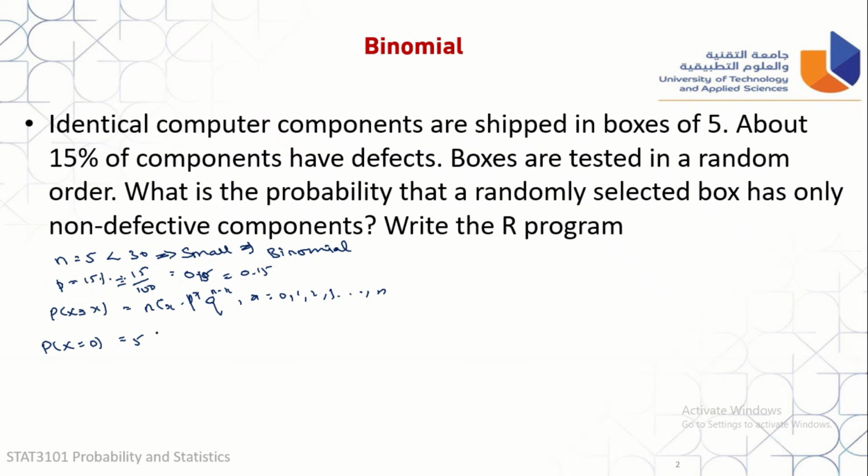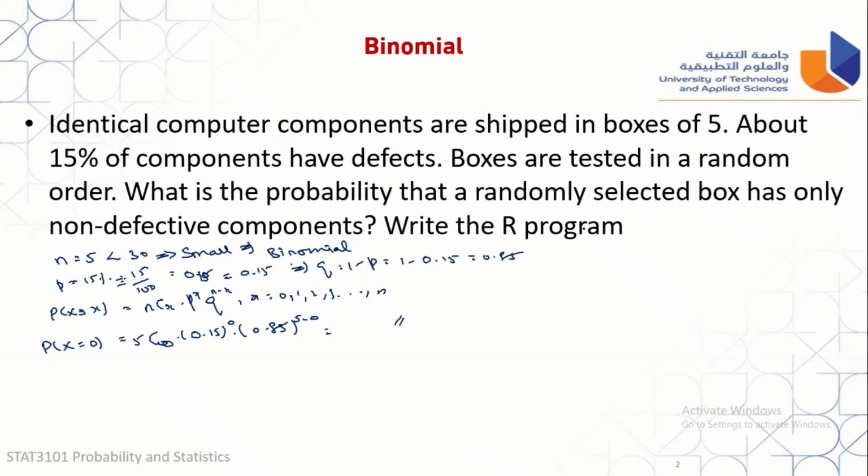So what is n? 5. C means combination. x is 0, as mentioned. What is p? It is 0.15, whole power x. The value of x is 0, and into q. The value of q is 1 minus p. So 1 minus 0.15, remaining 0.85. So it is 0.85 whole power n minus x. What is n? n is 5. What is x? 0. Use your calculator and get your answer.